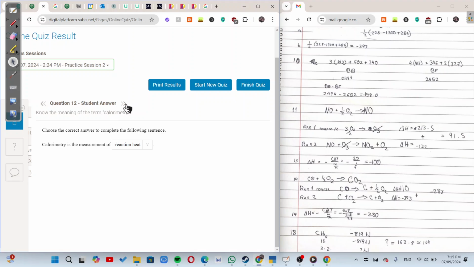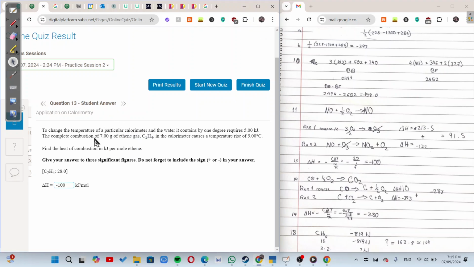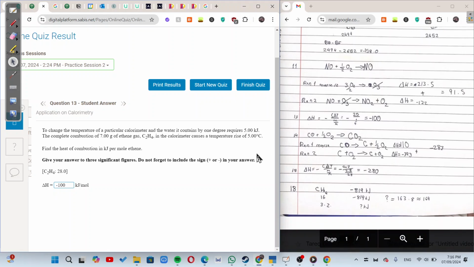Okay, for this one, again, calorimetry is the measurement of reaction heat. Memorize it. To change the temperature of a particular calorimeter and the water it contains by 1 degree requires 5 kilojoules to complete the combustion of 7 grams of ethane gas. So here they gave you 5 kilojoules and 5 degrees Celsius and 7 grams of ethane gas. You need to combust this much. They're asking you what's going to be your delta H.